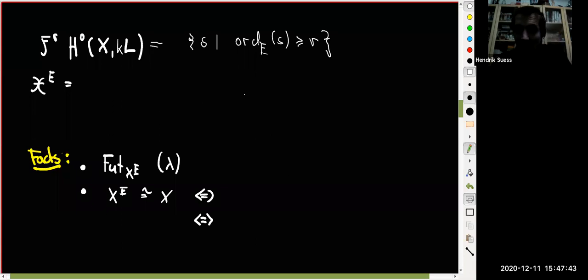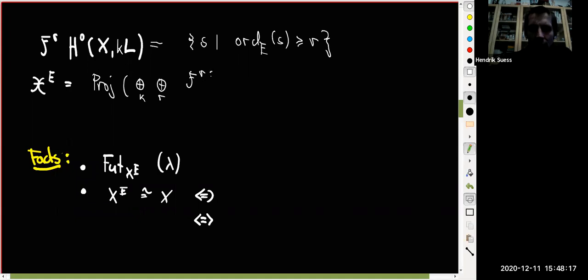Okay, and now I can construct my family, so my test configuration, via the Rees construction from this filtration. So this will be the approach. Now I have here two sums, one over K and one over R, and I'm taking here the corresponding part of the filtration.